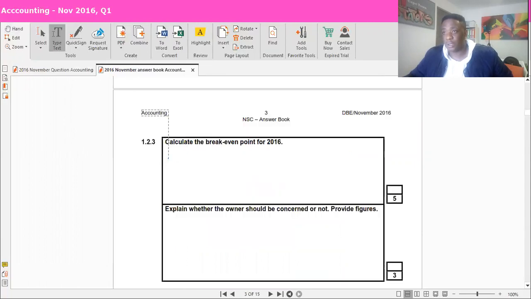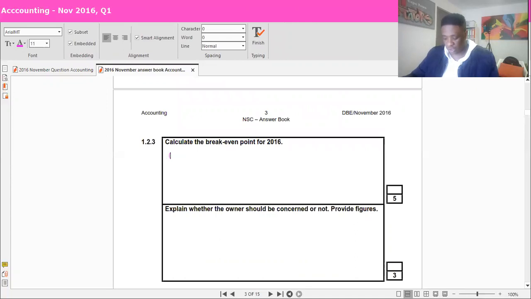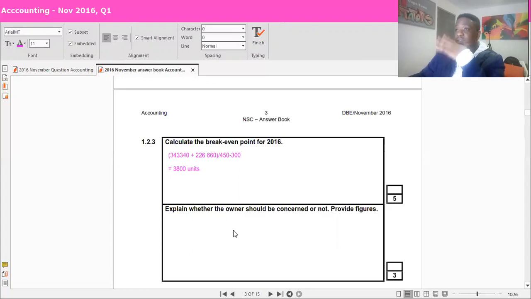So break-even point, it's the total fixed cost. So for the total fixed cost, we have to add the factory overhead cost and also add the administration cost, because that's also fixed. And then we'll divide by 450 minus 300. And then the answer to that is going to be 3,800 units. So that's the first thing that should have been done there, calculating the break-even point.